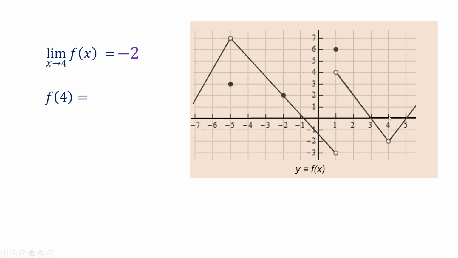When x is exactly 4, there is no y value corresponding to 4. Notice that here we have a hole. There's no y corresponding to 4. So the function is not defined at 4. And the answer to this question is that the function at 4 is undefined.